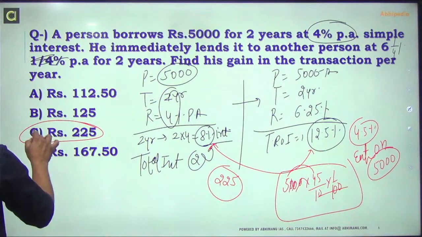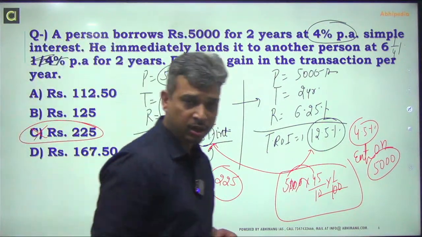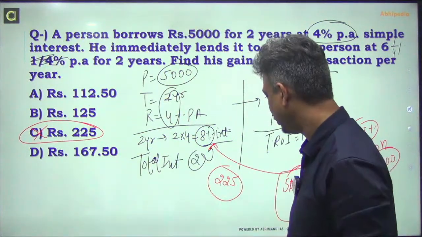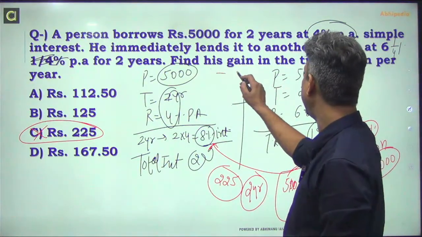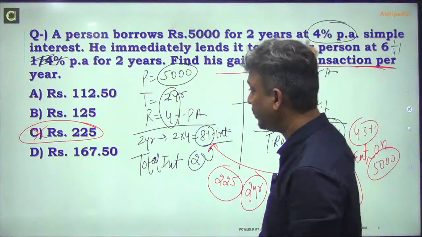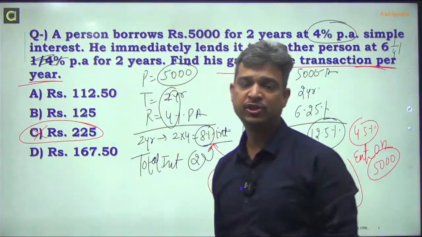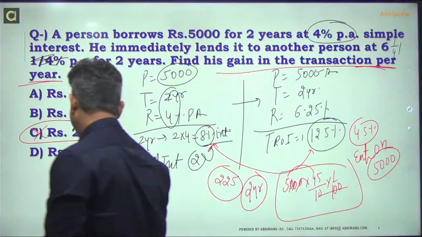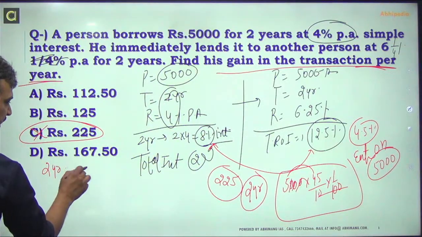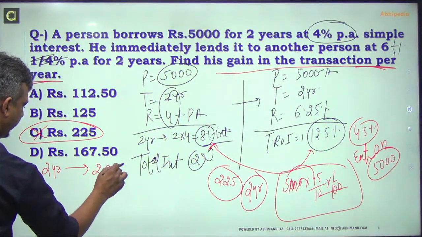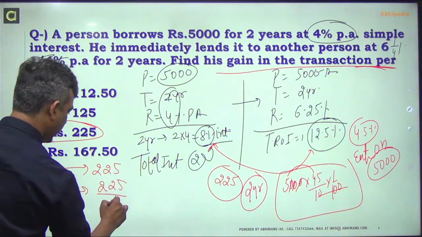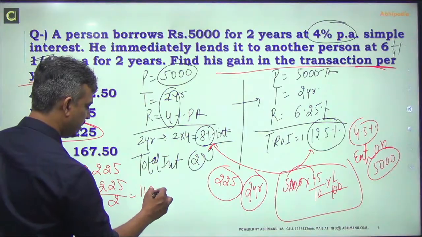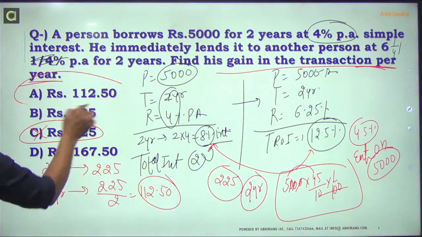Option number C? Wrong. Because this 225 is of 2 years. But the question is saying find the gain in the transaction per year. For 2 years, we are getting an amount of 225 rupees. So in 1 year, we are getting 225 by 2, which is how much? 112.50 rupees. That is option number A, the correct answer.